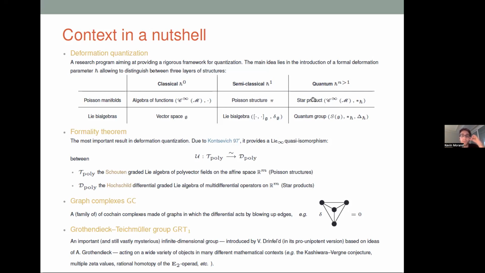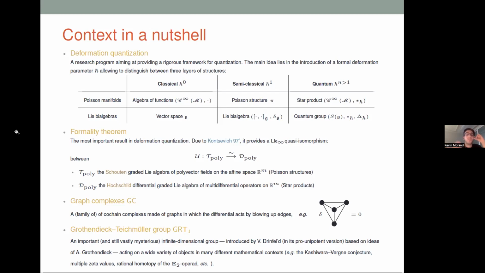The semi-classical data, the first order deformation in the formal parameter ħ, reproduces a Poisson structure. So the deformation quantization problem is: can we associate to each Poisson structure a star product which quantizes it? The same can be done for Lie bialgebroids. In this context, the quantum object is a formal deformation of the symmetric algebra associated to a vector space, as a bialgebra, such that the first order deformation reproduces a Lie bialgebra.